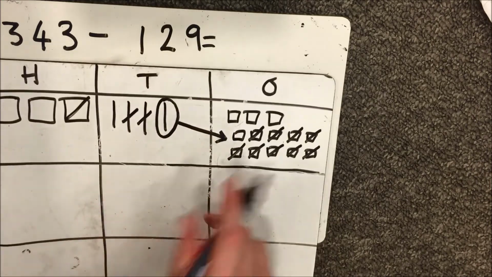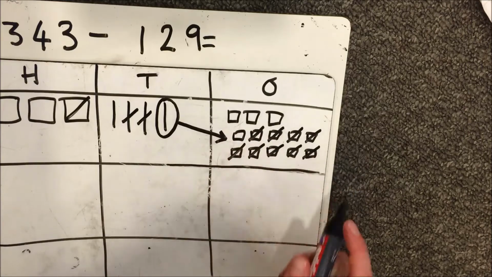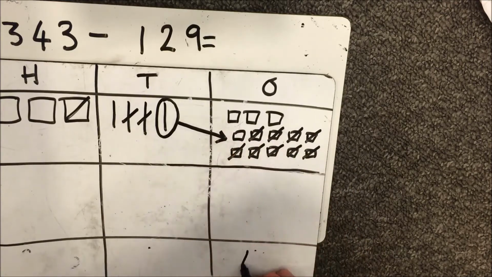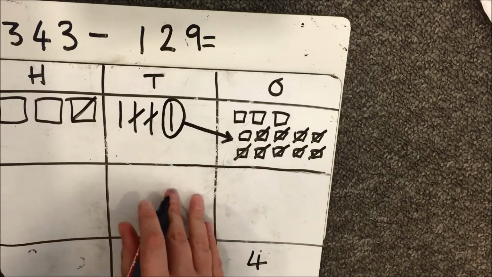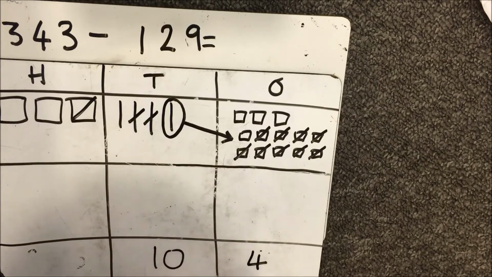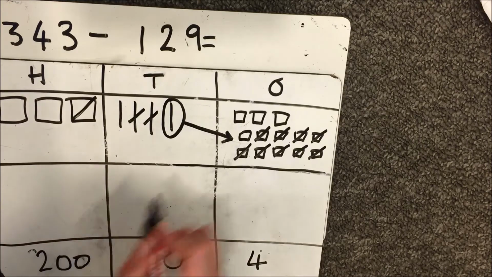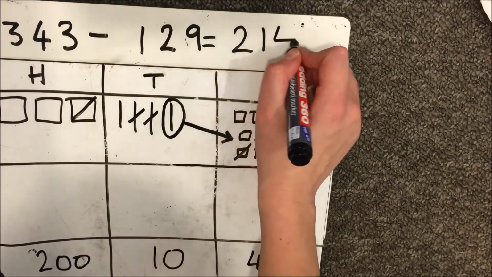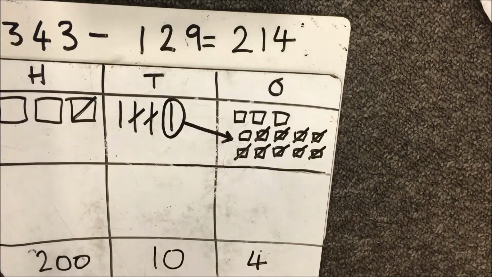How many do I have left? Let's go to my ones. 1, 2, 3, 4. Don't forget that one. Almost forgot that one. How many tens? 1 10. How many hundreds? 1, 2. 200. So my answer is 214. We're now going to move on to doing that with the column method.